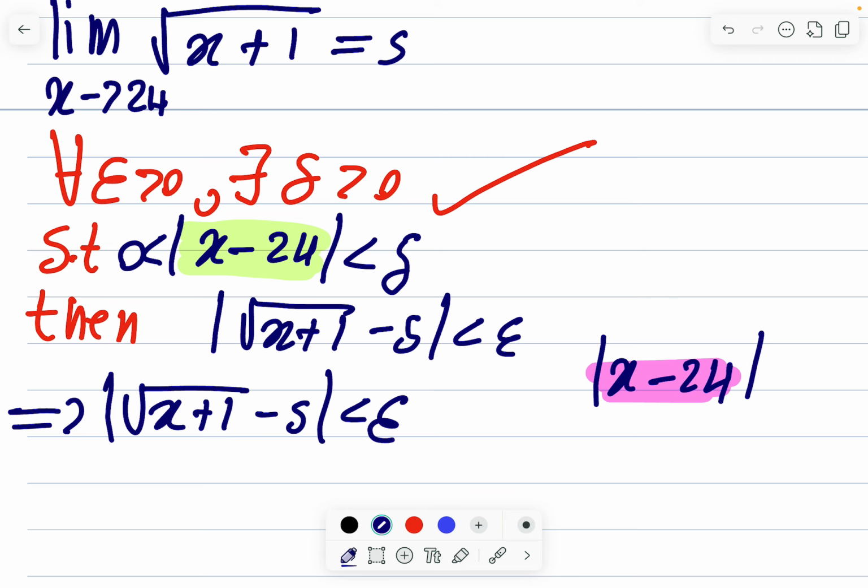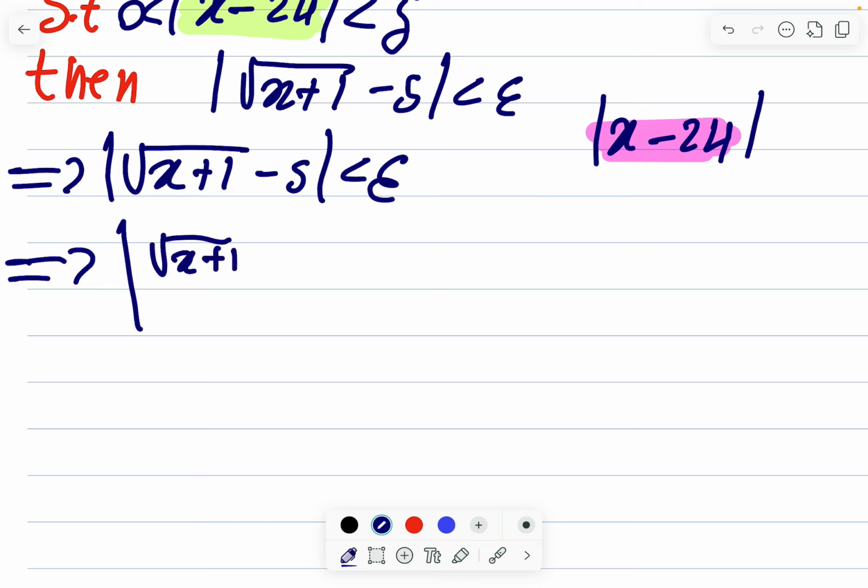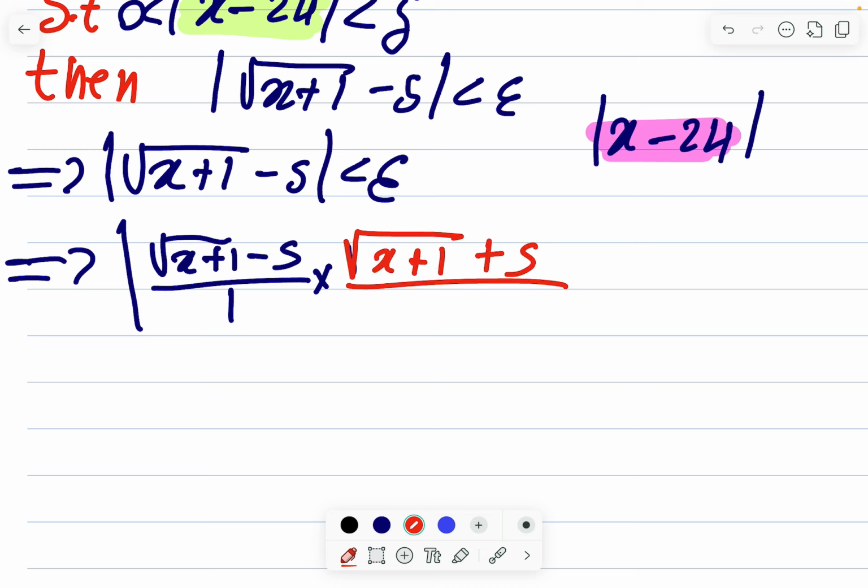So let's go on. What can you do here to find x minus 24? You have to rationalize. When you are rationalizing, you are going to have square root of x plus 1 minus 5, all divided by 1, multiplied by square root of x plus 1 plus 5, all divided by square root of x plus 1 plus 5. This thing is still our absolute value of that thing less than delta.